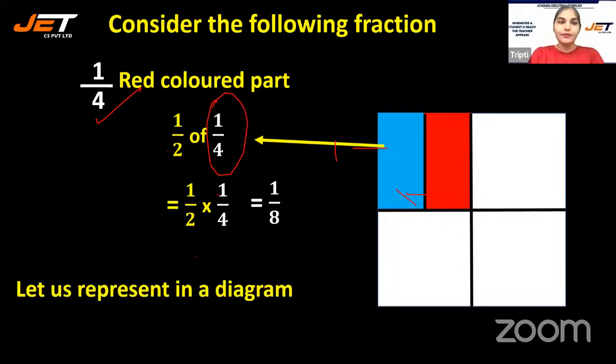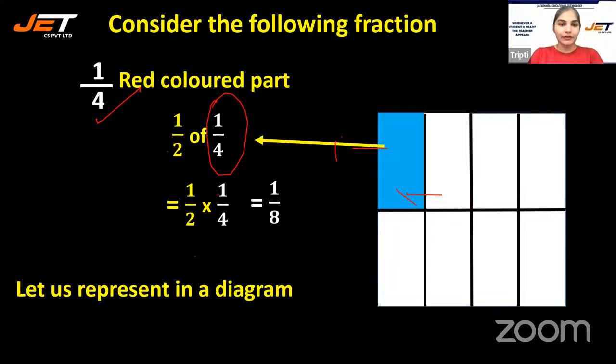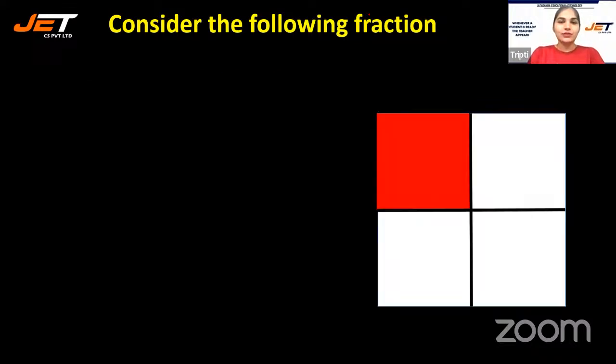Okay. Let's repeat the diagram. Here, one part out of 8 equal parts. If I remove the red one also, then we can say that it is one part out of 8 equal parts. Isn't it very interesting? Okay, so let's do the next one.